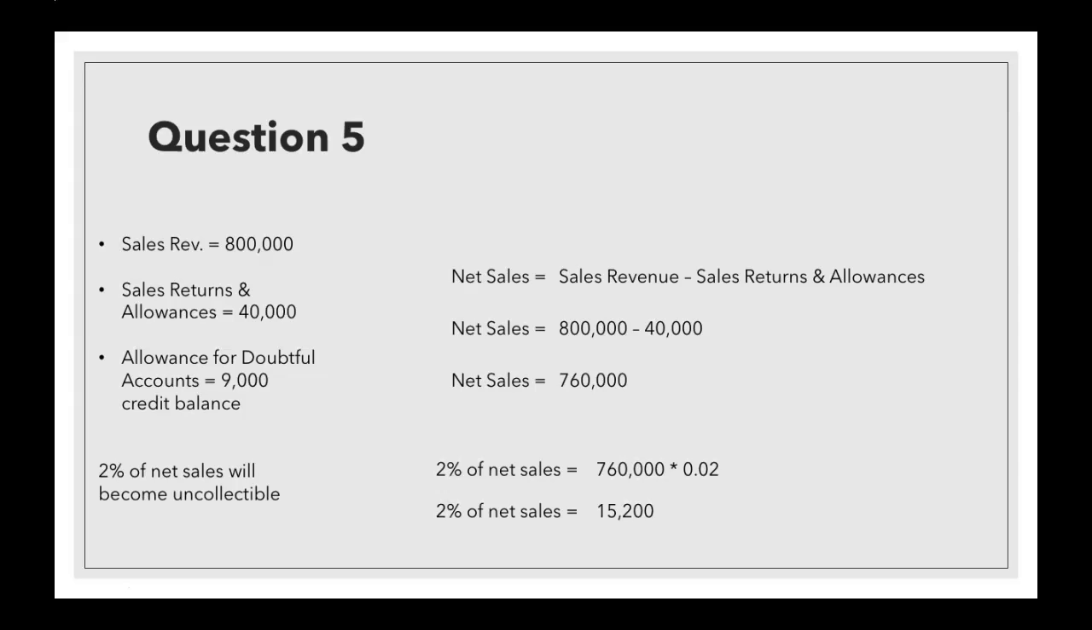Now, there was one extra piece of information that was given to us, right? This allowance for doubtful accounts. Whenever we are working through the percentage of sales basis, like we are here, we don't care about that allowance for doubtful accounts. We only care about the allowance for doubtful accounts balance when we are working through the percentage of receivables basis. So that $15,200 that we found, we're going to use that amount in our journal entry.